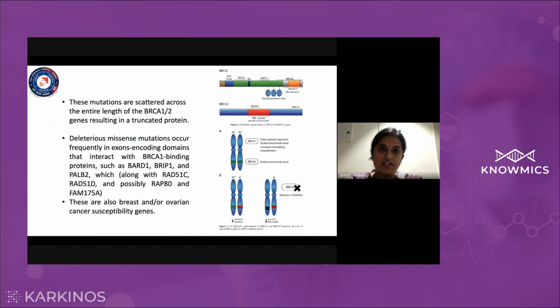So then it comes to mutations. What are we looking at in these mutations? Are we looking at certain hotspot mutations, or are we looking at the entire genome? Basically, when it comes to BRCA1 and 2, the mutations depicted are scattered across the entire length of the genes, and these mutations could lead to truncated proteins. All these deleterious alterations can also frequently occur in exon coding domains, and would interact with the BRCA1 binding proteins like BARD1 or BRIP1 and PALB2, which are along with RAD51C, 51D, and also with RAD50. So all these are also considered breast cancer and ovarian cancer susceptibility genes.